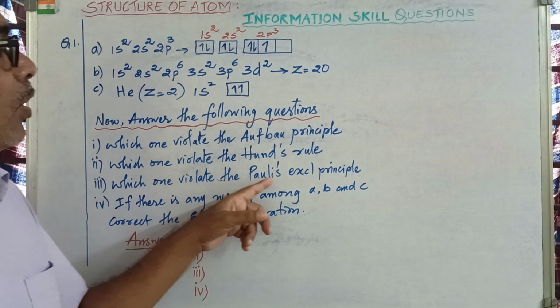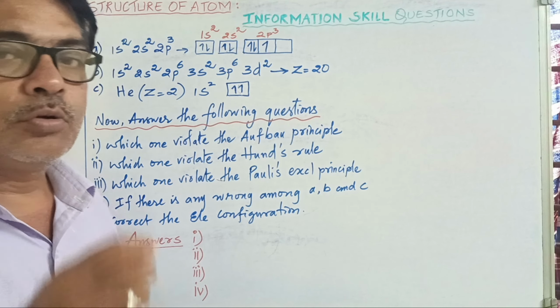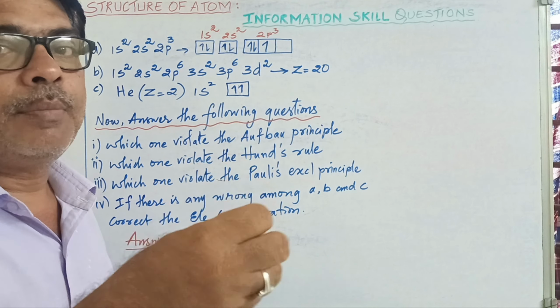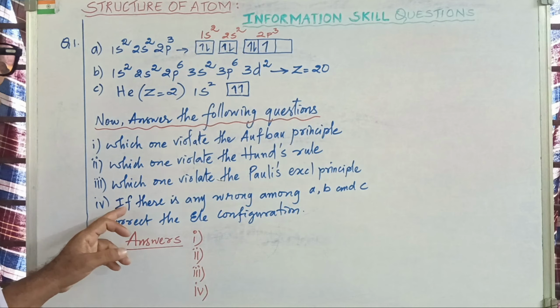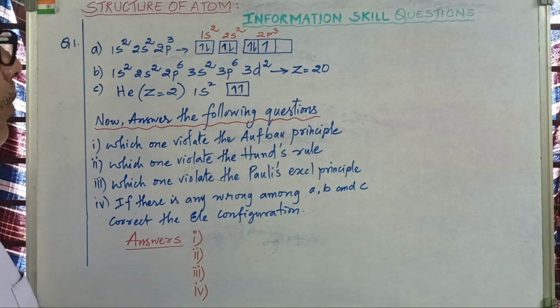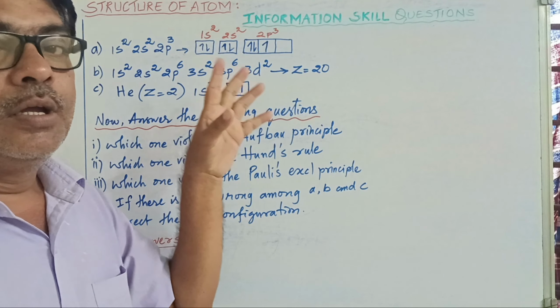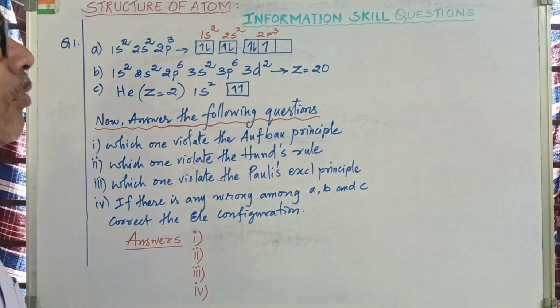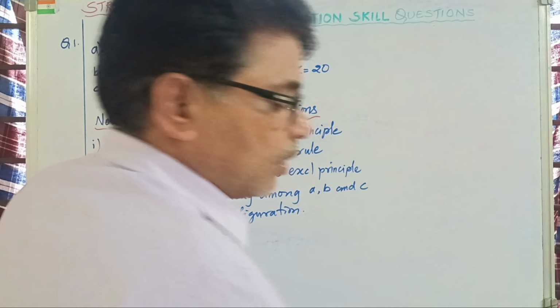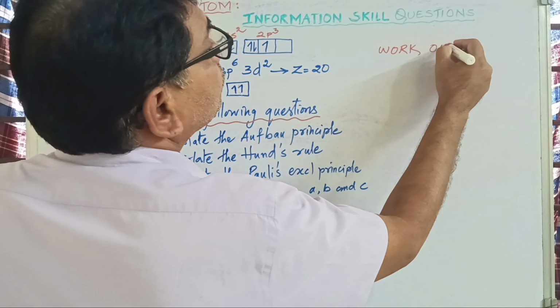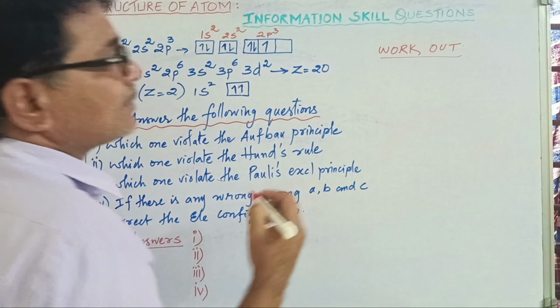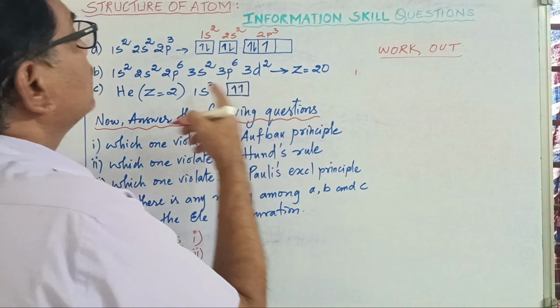And the third one is: which one is violating Pauli's exclusion principle? No 2 electrons should have all the 4 quantum numbers the same. That is what Pauli's exclusion principle states. And then if there is any wrong among A, B, C, correct the electronic configuration. So if anything is wrong in these 3, he is asking us to correct. Now before you start giving the answers, you need to work out something for the sake of answers. Let us take the first one.